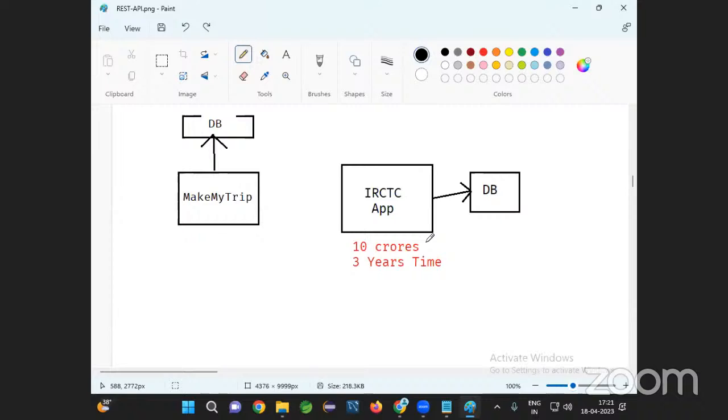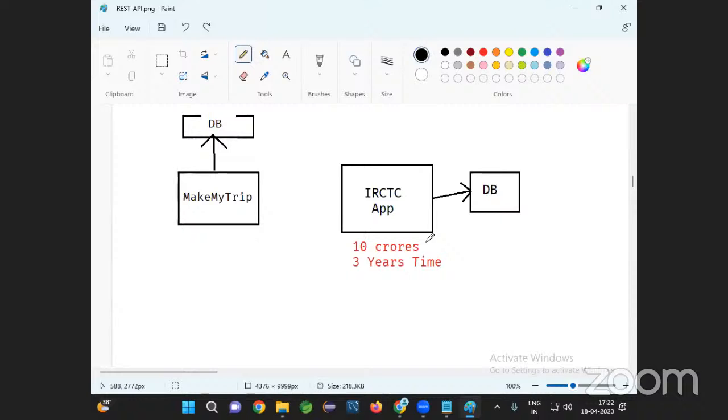Instead of taking that risk, whatever I want to develop in Make My Trip is already running in IRCTC. It is already successful. It is running in the market. People are using that. It is a proven solution. Whatever solution they have implemented, why do we need to implement the same solution again by spending 3 years of time and 10 crores of money? That is a waste of time, a waste of money, right?